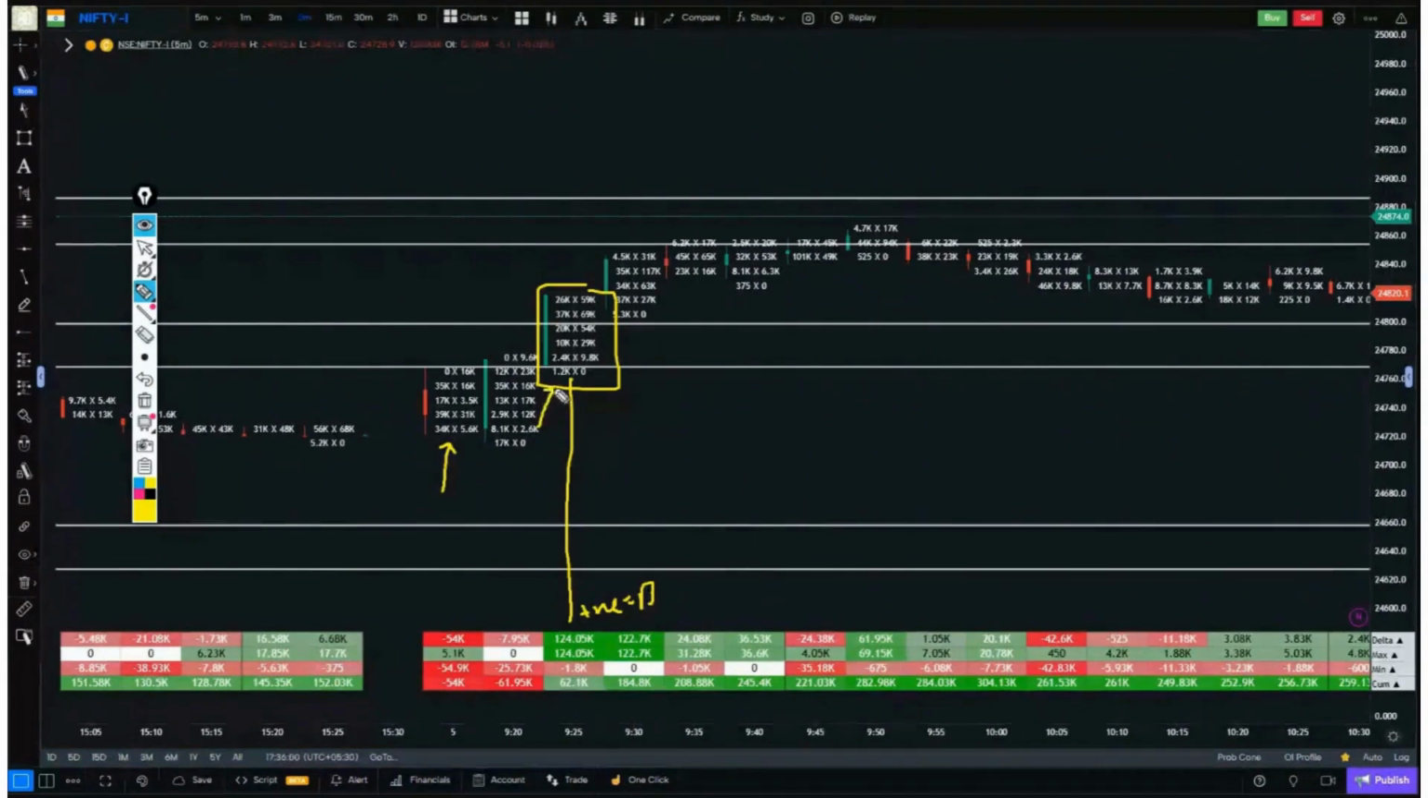Similarly, in the difference between these two as well, there were more buyers inside, so we call that positive delta. Now, negative delta means there are more sellers inside that candle. Positive delta means there are more buyers inside that candle.